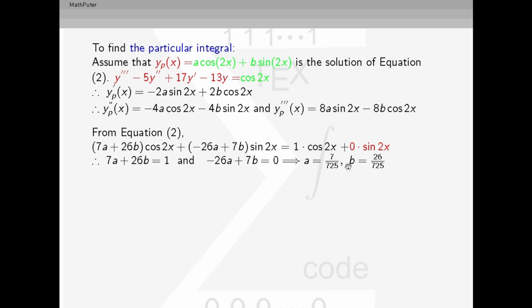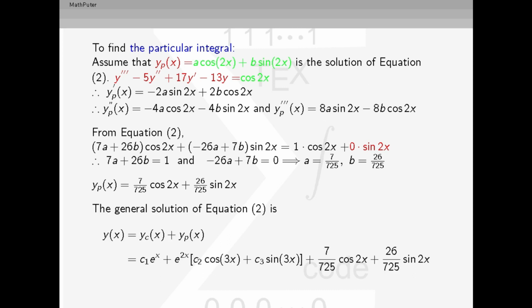I think this is not difficult, which we substitute here. So we have yp(x) equal to 7 upon 725 cos 2x plus 26 upon 725 sin 2x. This is the yp(x), and therefore we have the general solution yc(x) plus yp(x), where c1, c2 and c3 are real constants. Okay, again, do we have any other shortcuts for this or not?